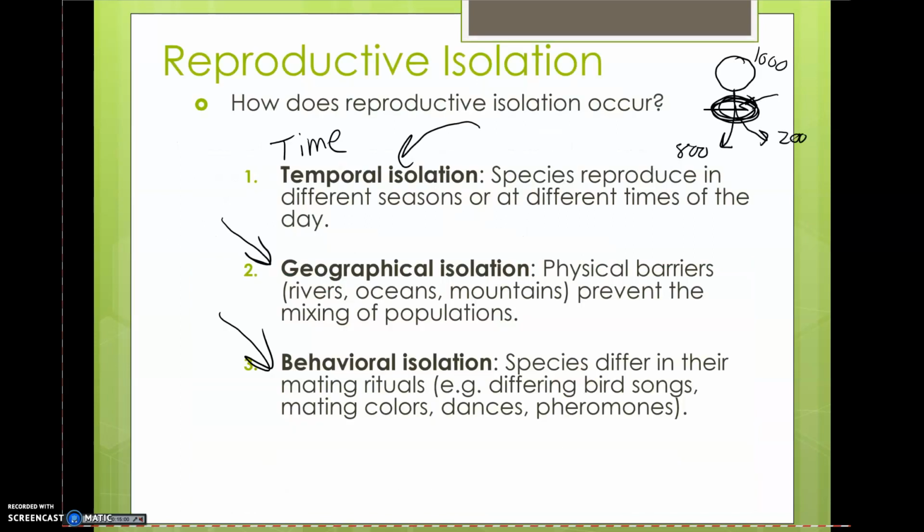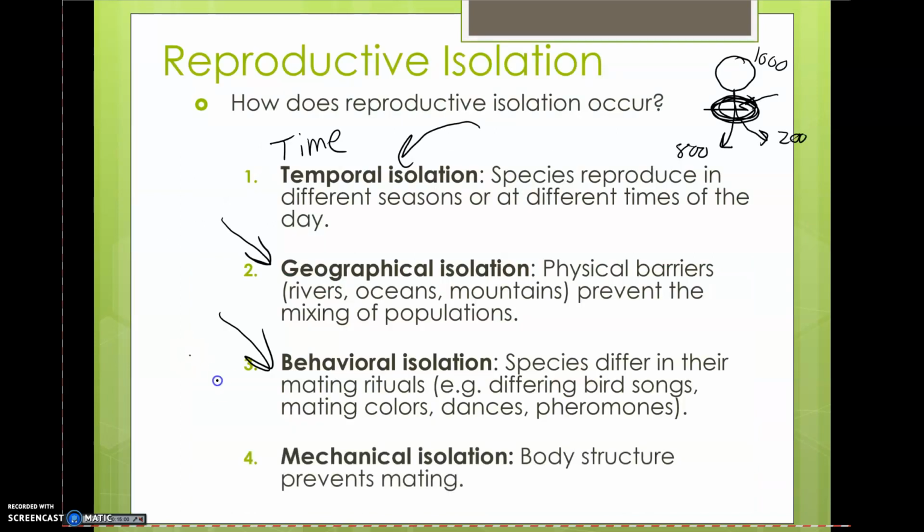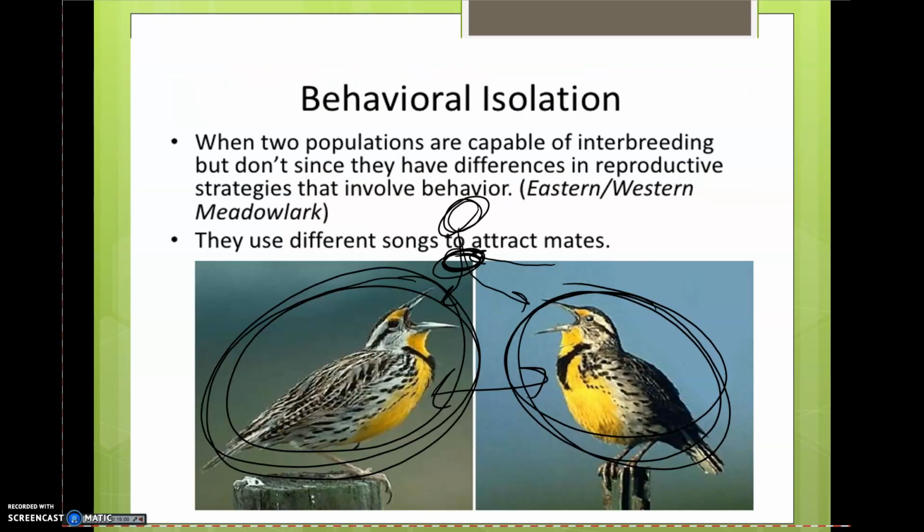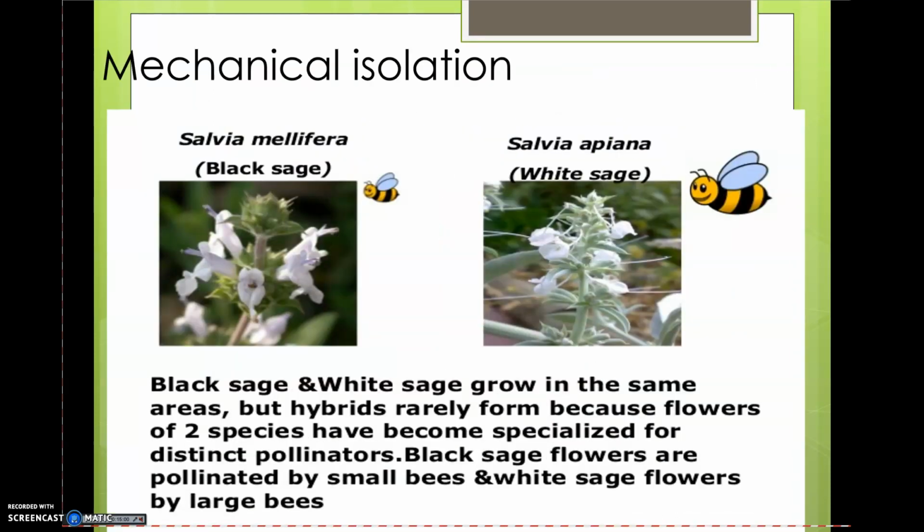All right, another example is mechanical isolation, where natural selection worked on the bodies of the organisms so that they can't even mate together. The sperm can't reach the egg anymore because of the way the bodies have developed over time. Here's an example of that. We have this black sage and white sage. If you weren't a botanist, you really would have no idea. I'd probably think they were the same thing until I looked at them really closely.